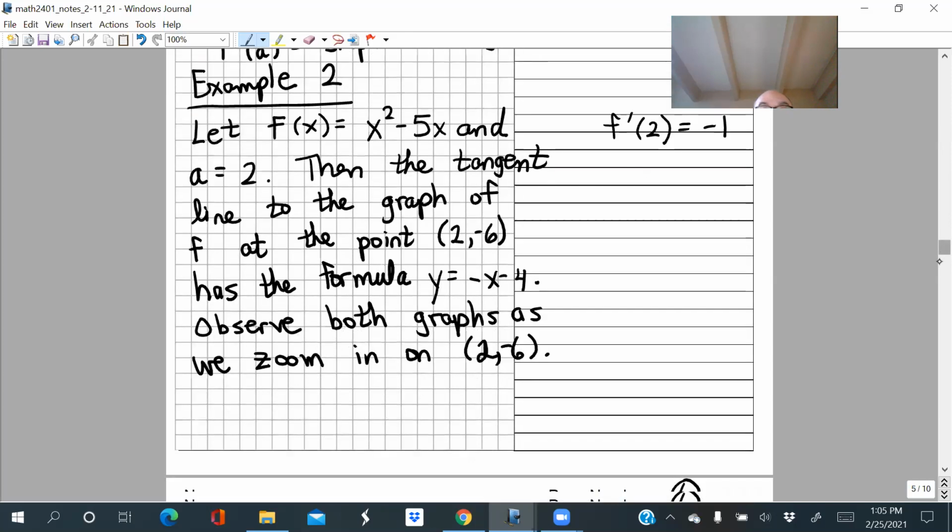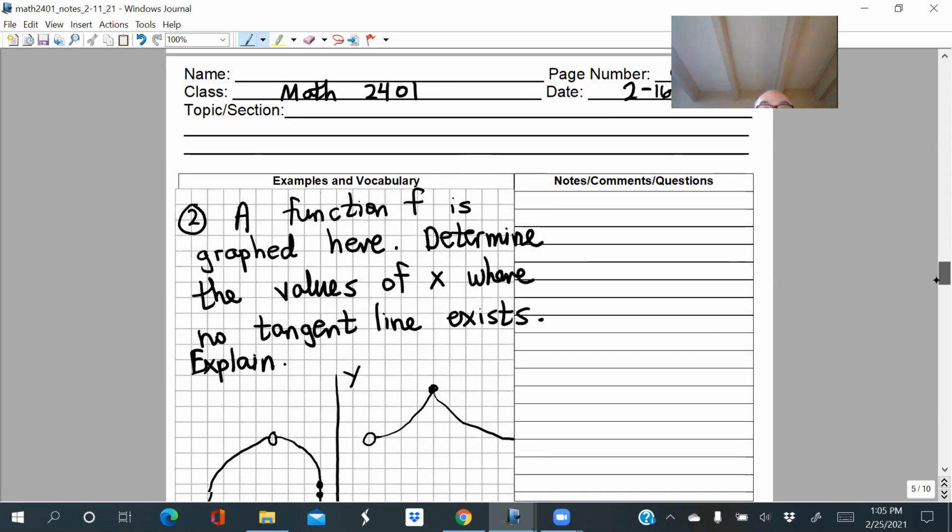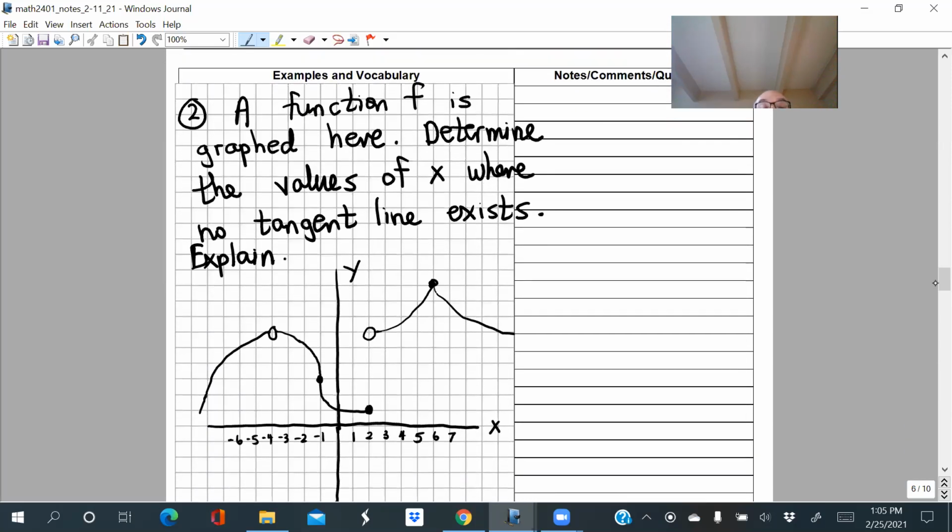All right. So I'm going to give you a really easy question here. Look at this function. It's a really strange looking function, completely made up as an example. I want to know at what x values the tangent line does not exist. In other words, at what x values is the function not differentiable?